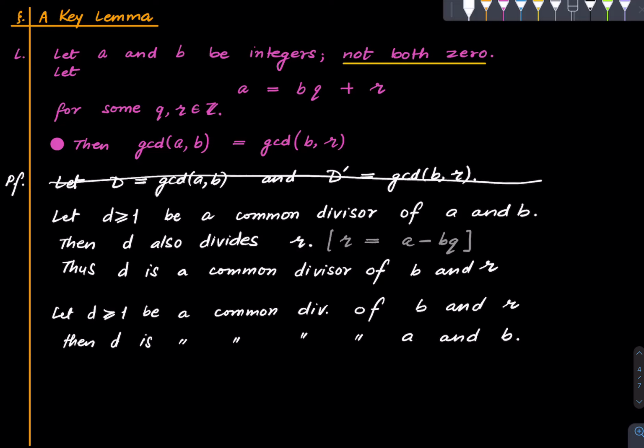So I didn't really need this line. All I'm arguing is that the set of common divisors of A and B is exactly the same as the set of common divisors of B and R, and hence the greatest common divisor is also the same. If they have exactly the same set of common divisors, the greatest common divisor is also going to be the same. So that's it. It's a very, very simple proof.